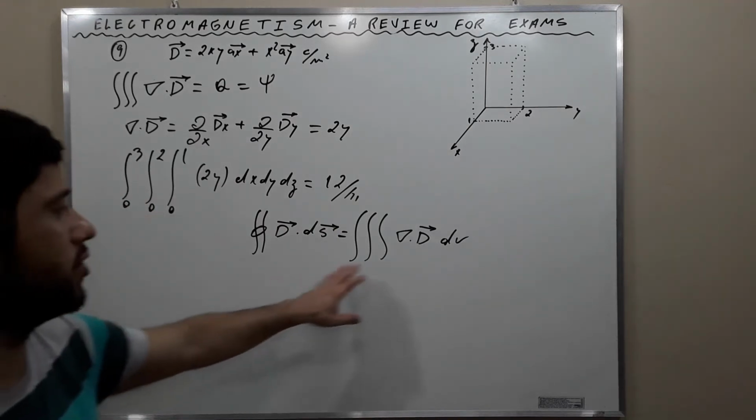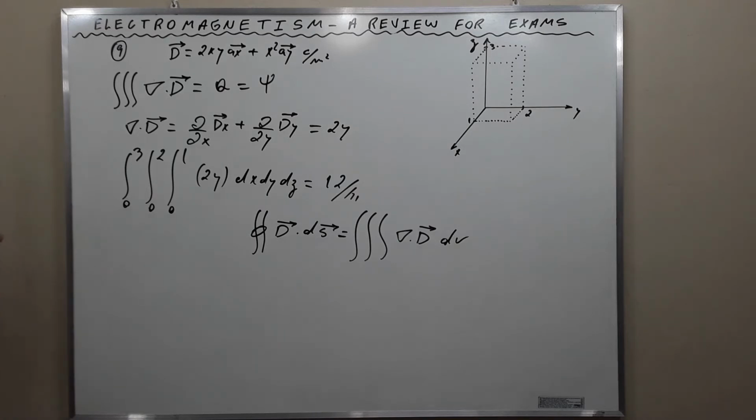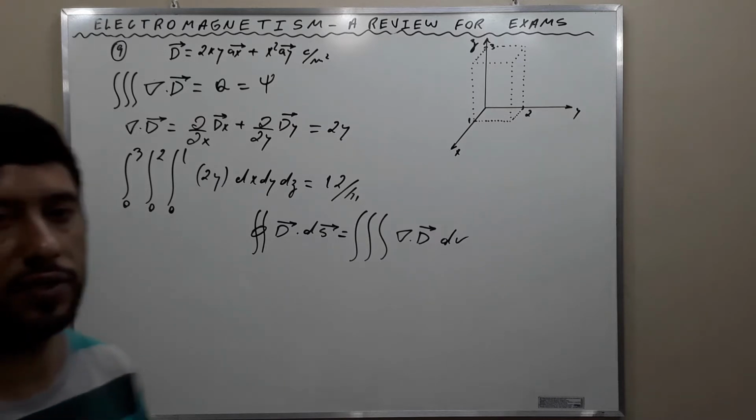These are both sides of the divergence theorem, and this is what we calculated, and it is all for exercise 9. Let's go to exercise 10 now.